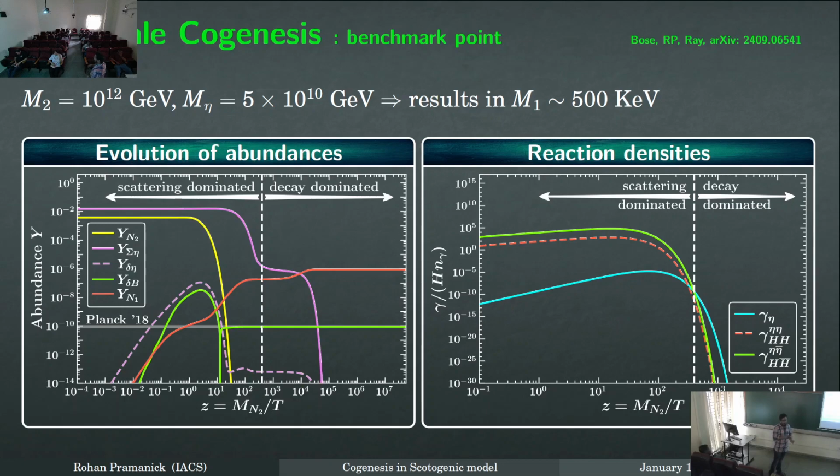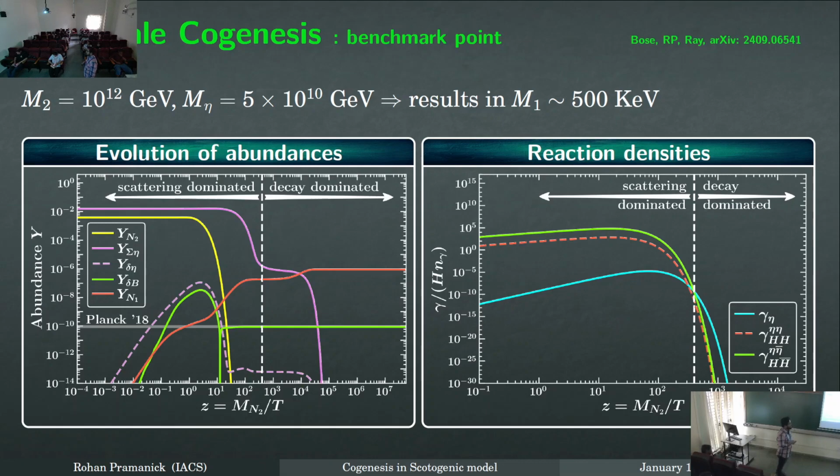So that will also be there, but that is not dominant, because lambda 3 is there, which will have a conversion that is eta H going to eta. So here I have shown the reaction densities. You can see that this scattering reaction density, that is this process eta bar going to HH, which is proportional to lambda 3, dominates over this entire region before, let's say, around 300 or so.